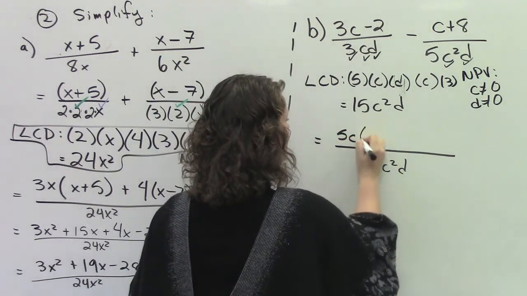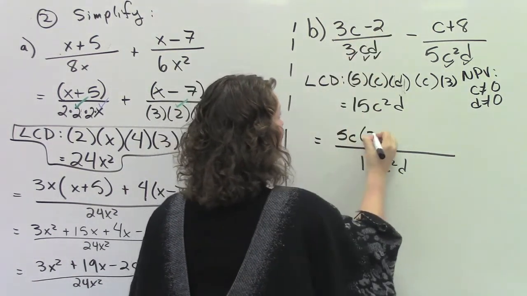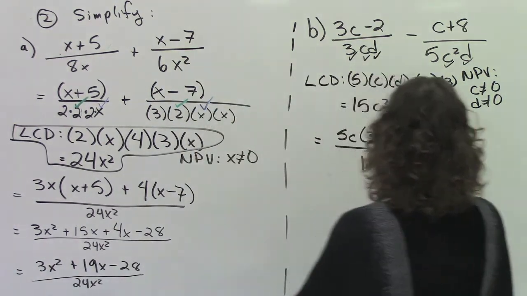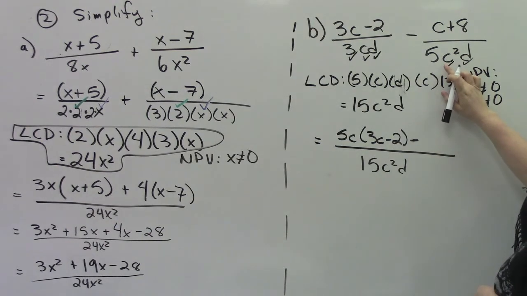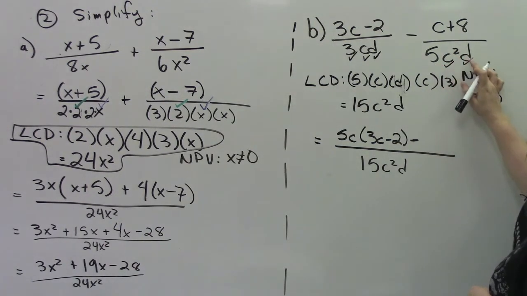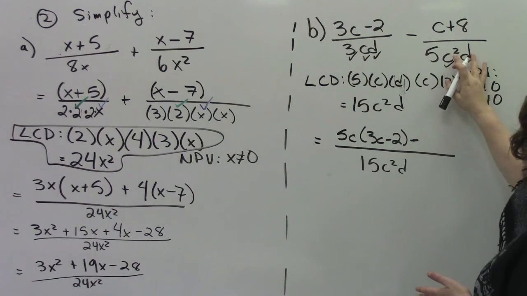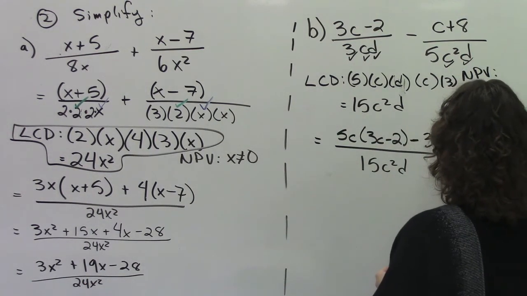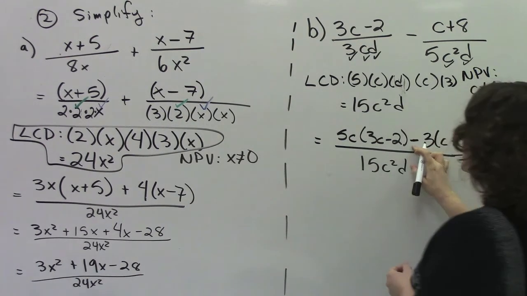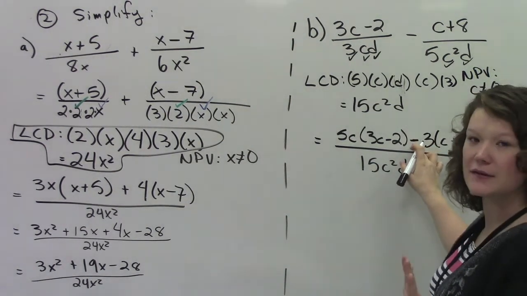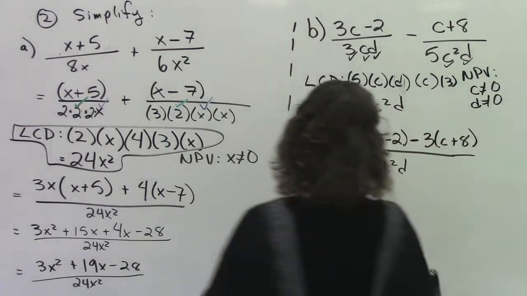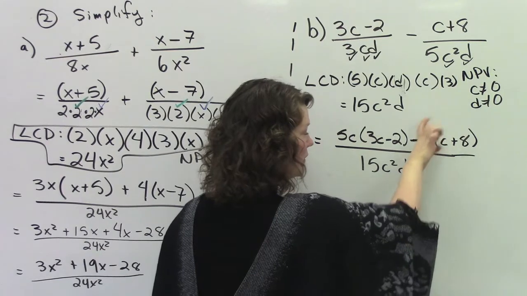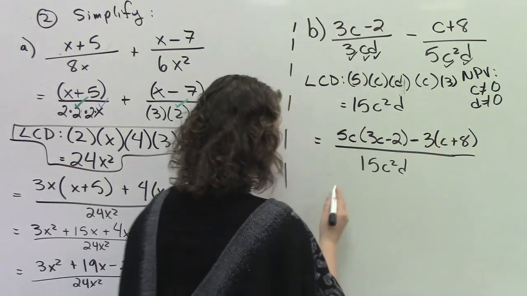So 5C times the whole thing here, 3C minus 2, minus, what do I need to multiply this denominator 5C squared D by to get 15? It's just 3. C plus 8. Remember to preserve this subtraction sign here. That's going to be tricky, because remember, when we distribute it, it goes to both terms.